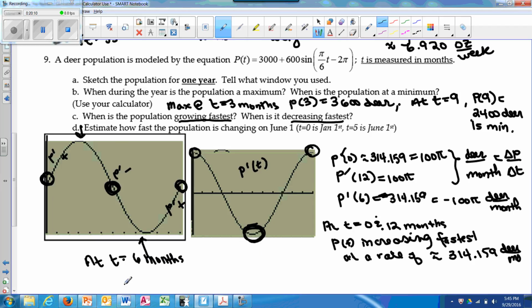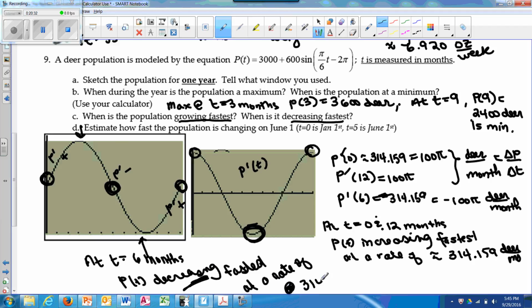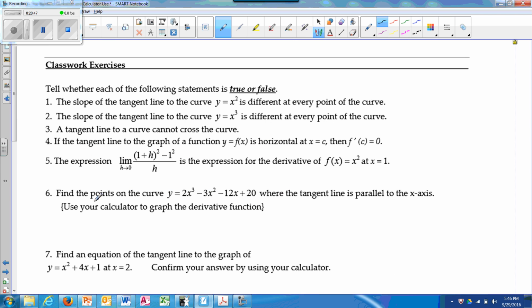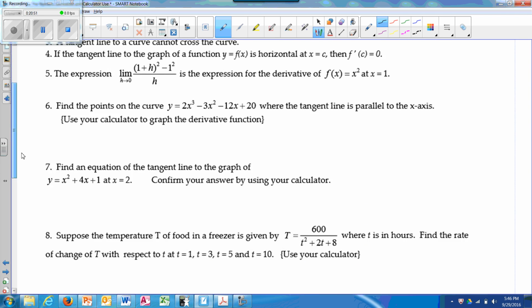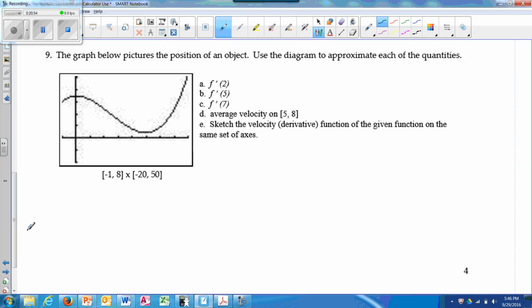And at t equal to 6 months, P of t is decreasing fastest at a rate of, decreasing takes care of the negative, so we don't write it, 314.159 deer per month. So decreasing at 314, not decreasing negative.